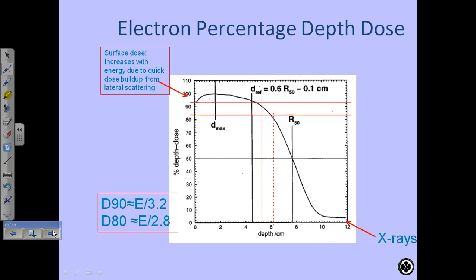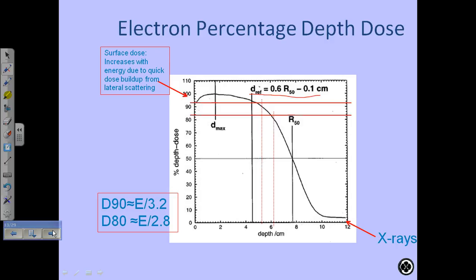Okay, electrons, we've talked about this a lot. One new thing here is the D90. You know how I had a rule of thumb for D90 as the energy divided by 4? This is a little more accurate. D90 is still a rule of thumb, but D90 is energy in MeV divided by 3.2, and D80 is energy in MeV divided by 2.8, in centimeters. D90 in centimeters, D80 in centimeters. DREF, you guys know DREF, that comes from TG51.